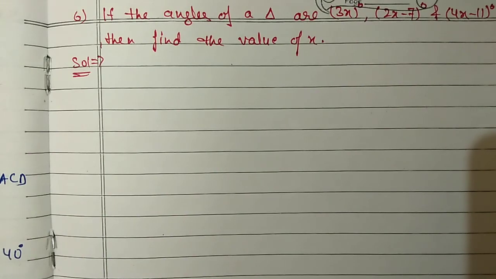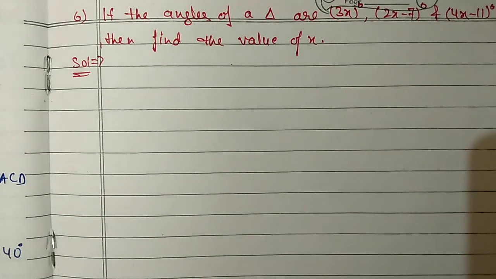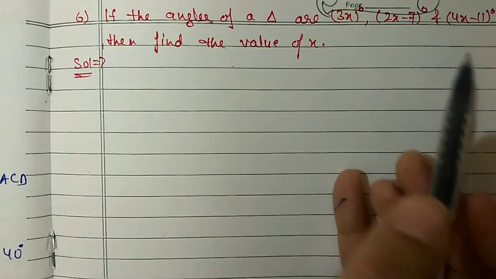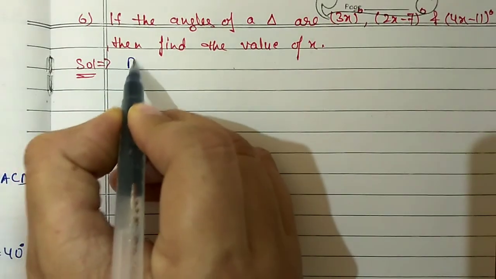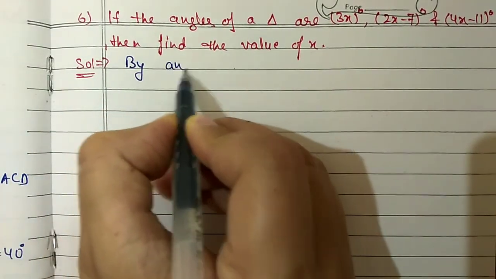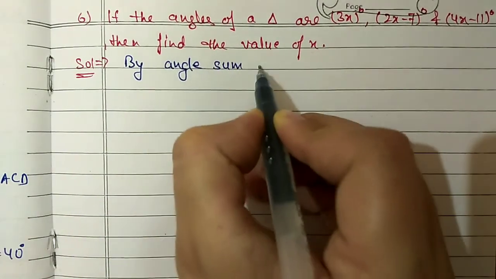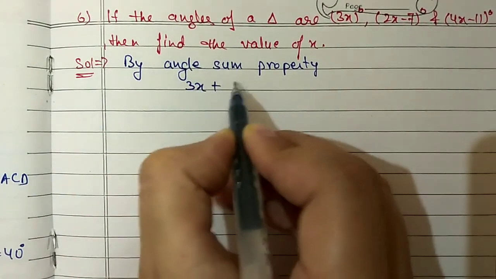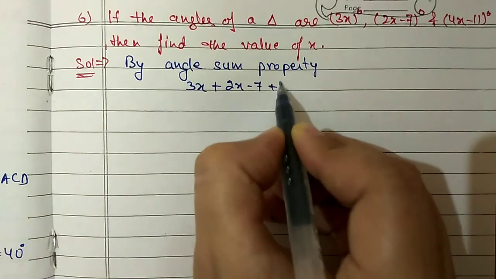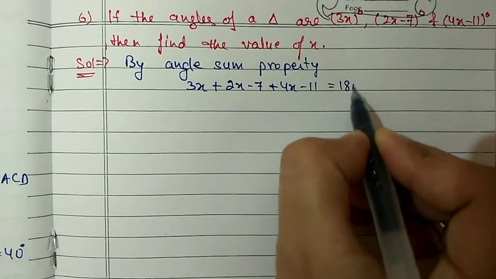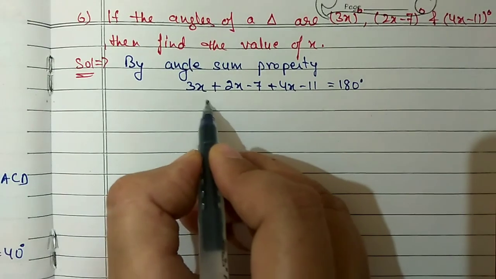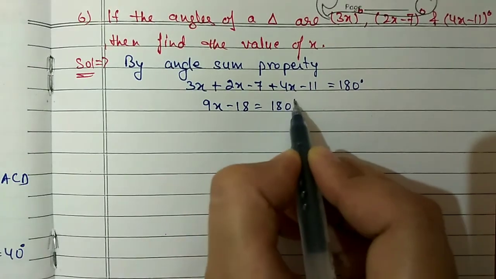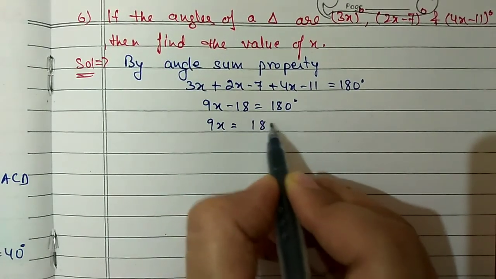Next, question number 6. If the angles of a triangle are 3x, 2x minus 7 and 4x minus 11, find the value of x. So 3 angles of a triangle are given. We can use here angle sum property. By angle sum property, the sum of all 3 angles will be 180 degree, means 3x plus 2x minus 7 plus 4x minus 11 will be 180 degree. So 3 plus 2 plus 4 will be 9x minus 7 minus 11 means minus 18 is equal to 180 degree. So 9x will be 180 plus 18.